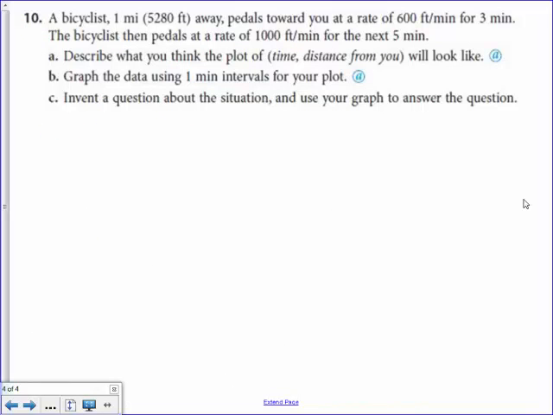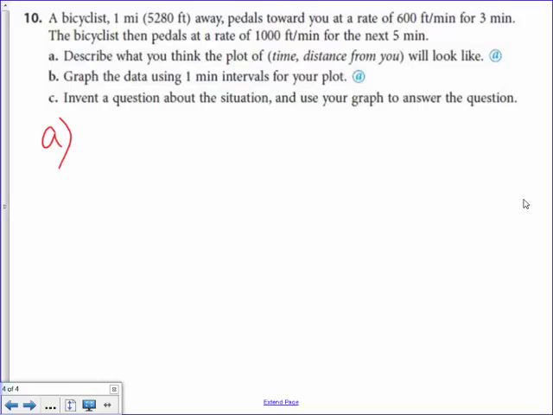Lastly, now let's use the actual situation here. It says a bicyclist 1 mile, which is 5,280 feet, away, pedals towards you at a rate of 600 feet per minute for 3 minutes. The bicyclist then pedals at a rate of 1,000 feet per minute for the next 5 minutes. Describe what you think the plot of time distance from you will look like. Okay, so what would that look like, you think?